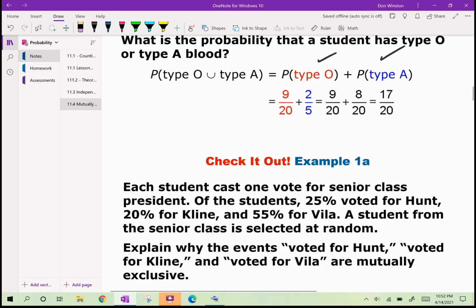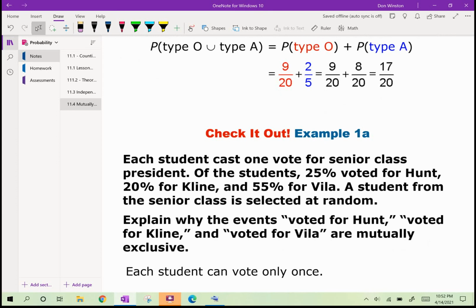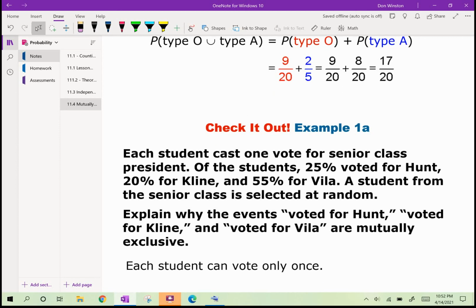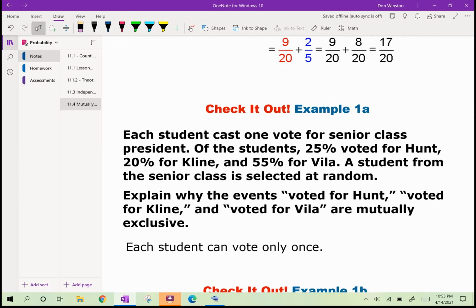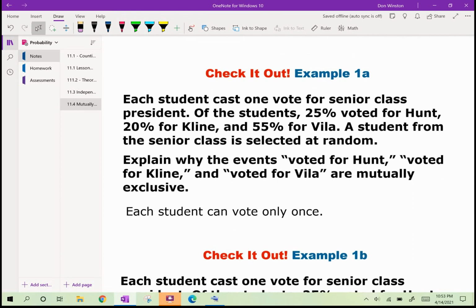Each student casts 1 vote for senior class president. Of the students, 25% voted for Hunt, 20% for Klein, 55% for Villa. A student from the senior class is randomly selected. Explain why the events voted for Hunt, voted for Klein, and voted for Villa are mutually exclusive. Well, each student can only vote once.